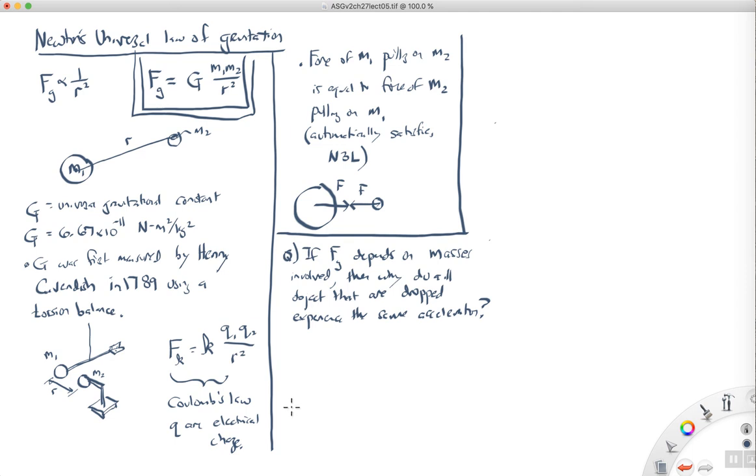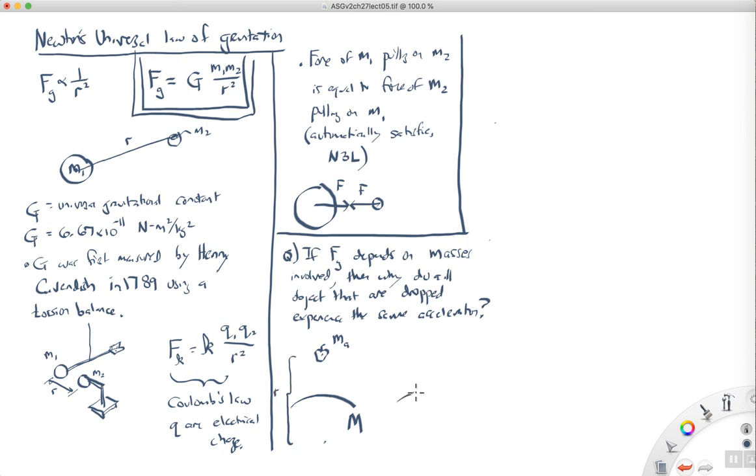So I'm going to draw the Earth right here, and we'll have an apple right here. And the Earth has some mass, capital M, that's the mass of the Earth, and the apple has a mass of the apple. And let's suppose the center of the apple is some distance r from the center of the Earth. So I'll go like this. That's the distance of the apple from the center of the Earth.